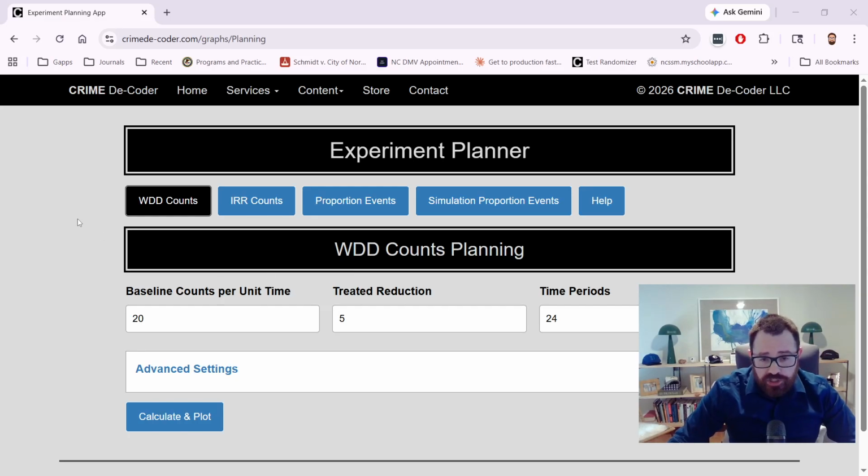This next demo I'm going to show is examining what's called the IRR estimator. If you haven't watched the prior video on the WDD, where I go over a little bit more of the details: the WDD estimator essentially assumes crime is distributed according to the Poisson distribution. And this next estimator I'm going to show also makes that same assumption, the incident rate ratio.